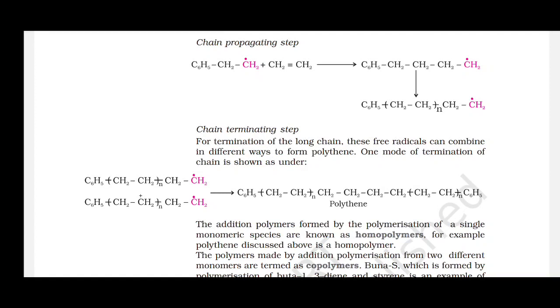The addition polymers formed by the polymerization of a single monomeric species are known as homopolymers. For example, polythene discussed above is a homopolymer. The polymers made by addition polymerization from two different monomers are termed as copolymers. So we have two types of polymers, one is homopolymers and one is copolymers. In homopolymers, there is a single monomeric species, meaning the same unit will repeat. But in copolymers, two different types of units will repeat.